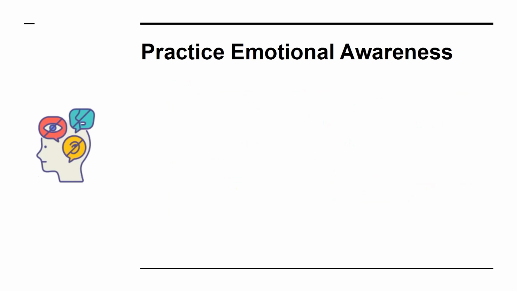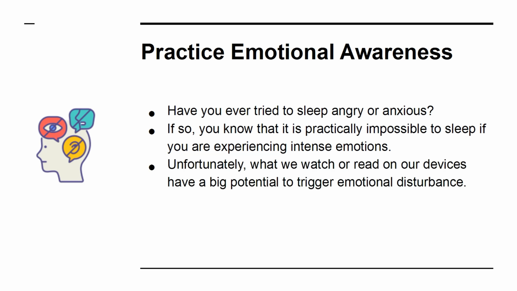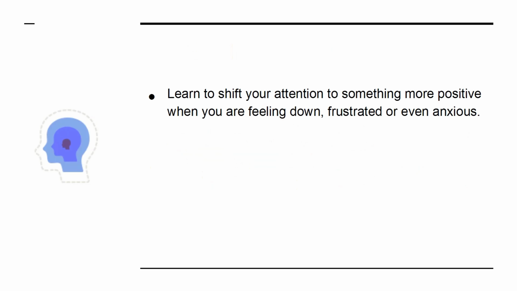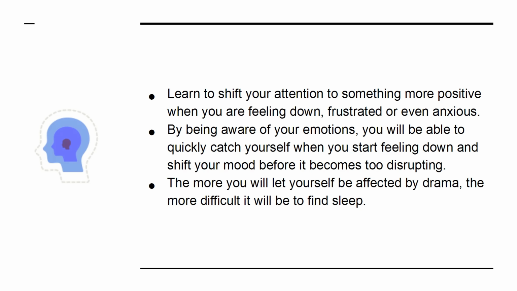Practice emotional awareness. Have you ever tried to sleep angry or anxious? If so, you know that it is practically impossible to sleep if you are experiencing intense emotions. Unfortunately, what we watch or read on our devices has a big potential to trigger emotional disturbance. Learn to shift your attention to something more positive when you are feeling down, frustrated, or even anxious. By being aware of your emotions, you will be able to quickly catch yourself when you start feeling down and shift your mood before it becomes too disrupting. The more you let yourself be affected by drama, the more difficult it will be to find sleep.